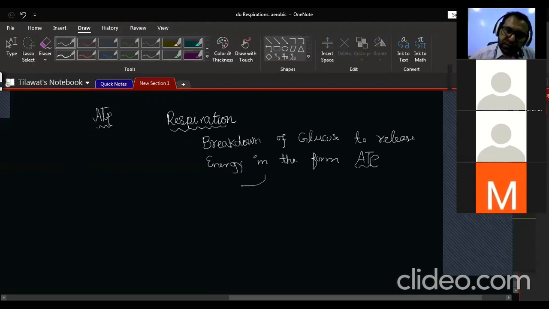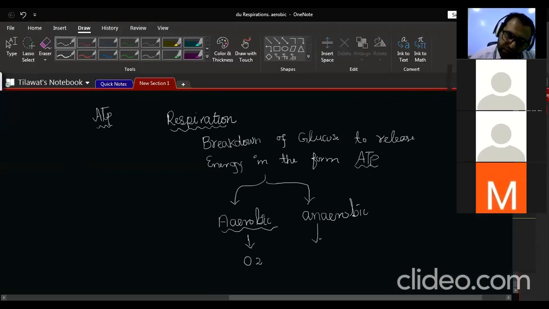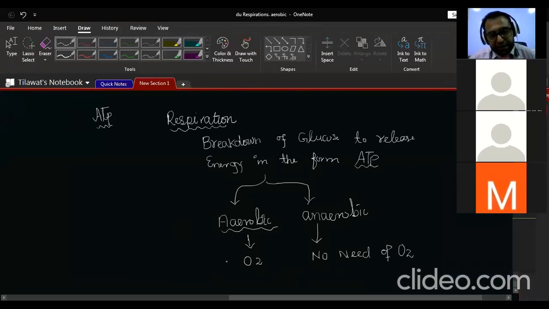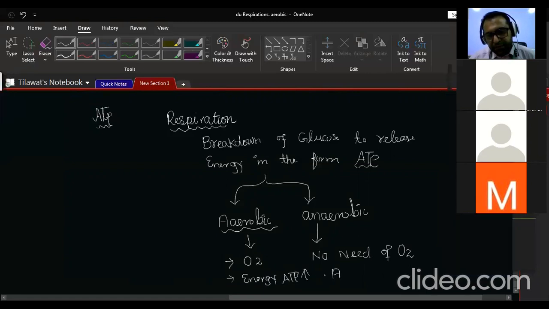Then we discussed types of respiration. One is aerobic respiration. Another one we have is anaerobic. Aerobic cells need what? Oxygen, right? Anaerobic needs no oxygen, happening in the absence of oxygen. Here, energy yield will be more, it means ATP will be more. Here, less ATP will be produced.